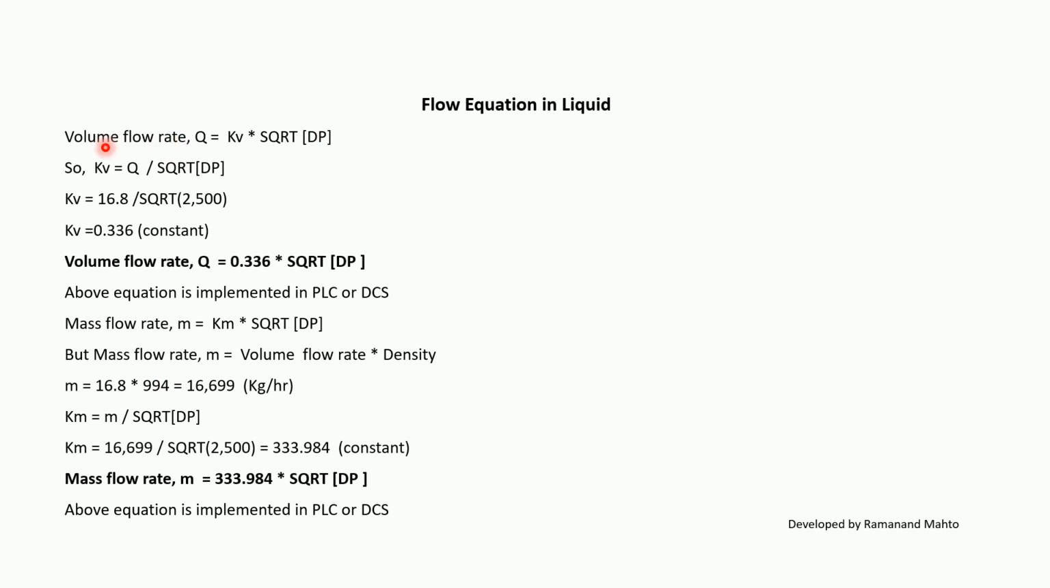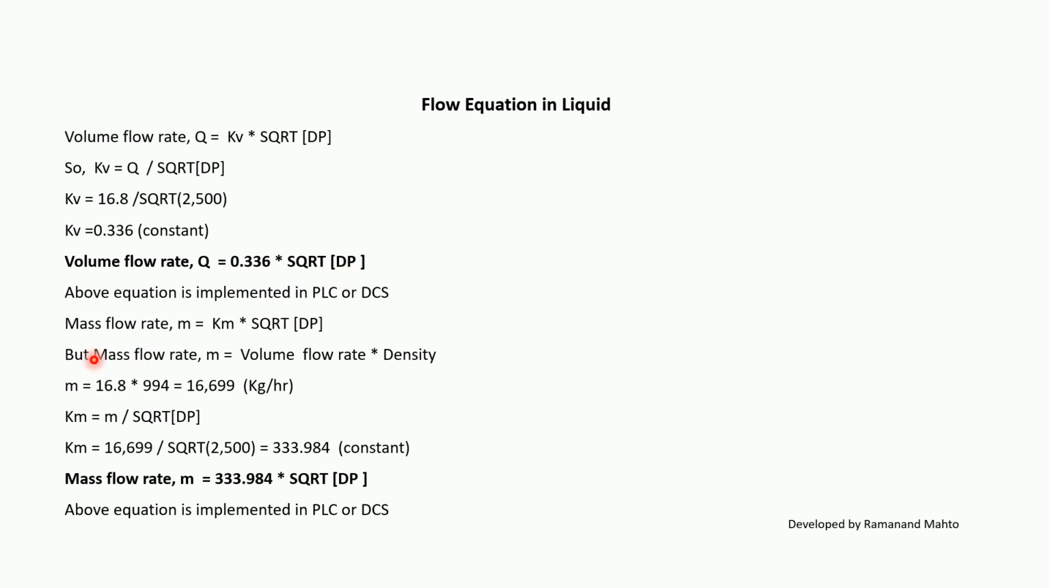Calculation. Volume flow rate Q is equal to Kv into square root of dP. So Kv is equal to Q upon square root of dP. Kv is equal to 16.8 upon square root of 2500, which is equal to 0.336, which is constant. So volumetric flow rate Q is equal to 0.336 into square root of dP. This equation is implemented in PLC or DCS based on the K value, and differential pressure is measured at the PLC or DCS.